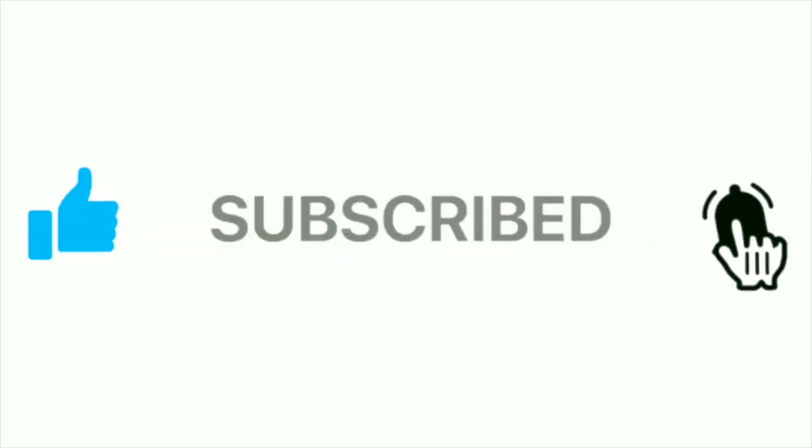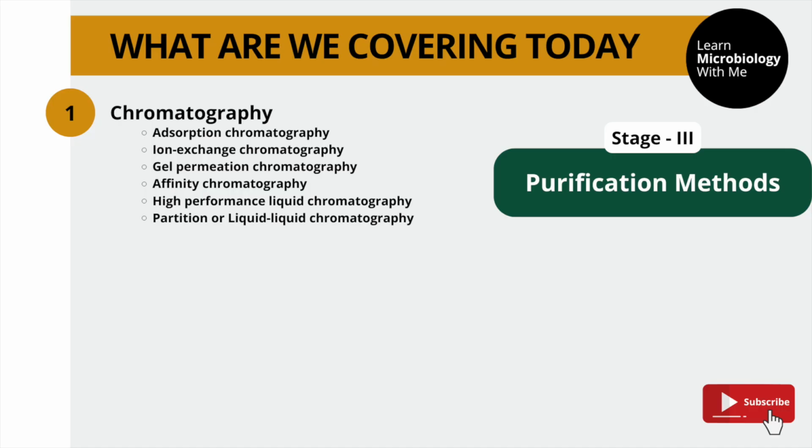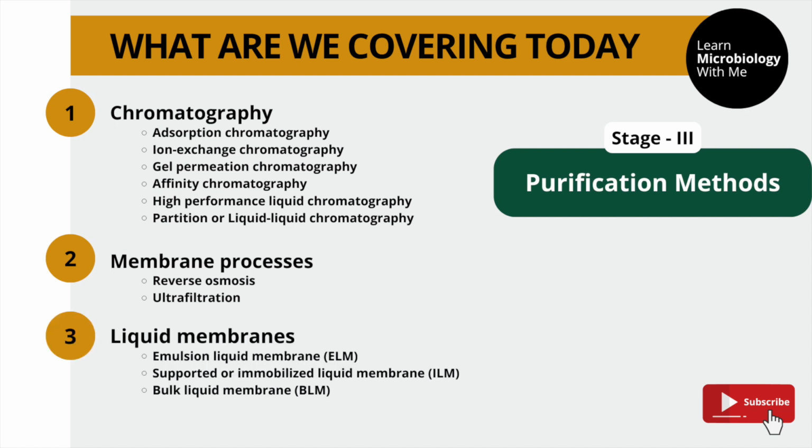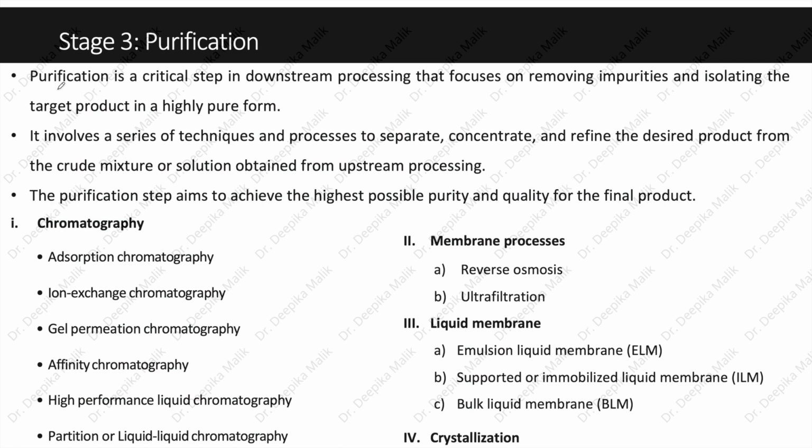In this session, we'll discuss our stage 3, that is purification. In earlier sessions, we have discussed various methods of cell disruption, stage 1, that is solid liquid separation, and stage 2, that is concentration. Purification is a critical step in downstream processing that focuses on removing impurities and isolating the target product in a highly pure form.